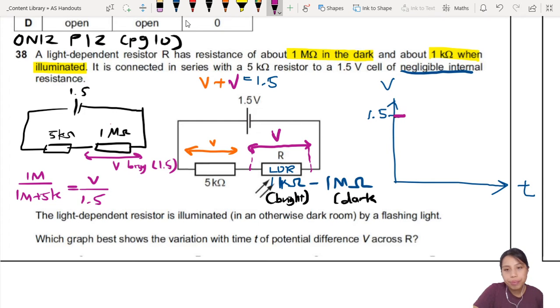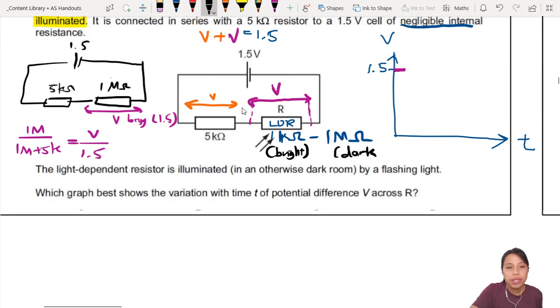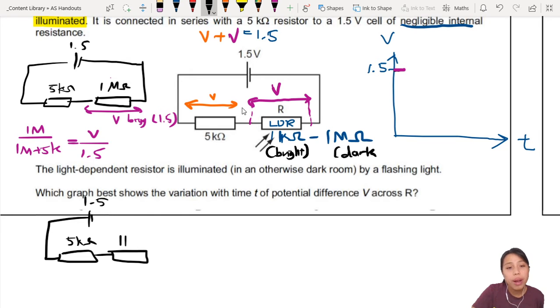Actually, let's use purple. Then once you shine the light, what's going to happen? When you shine the light, it's going to change. So let me draw down here. I need more space. 1.5, the same thing, 5 kilo ohm. And now very small, 1 kilo ohm. Okay, so now it's going to drop to be much smaller.